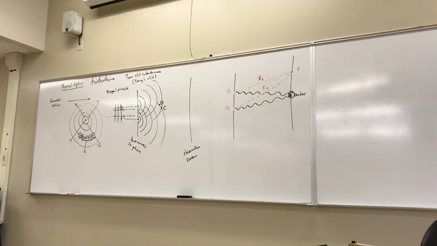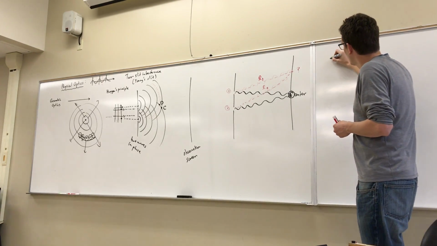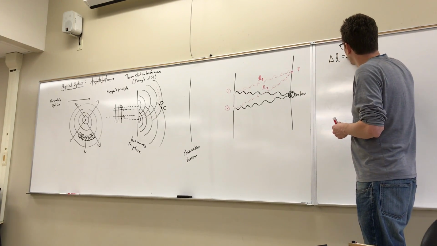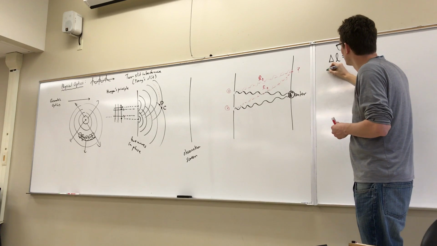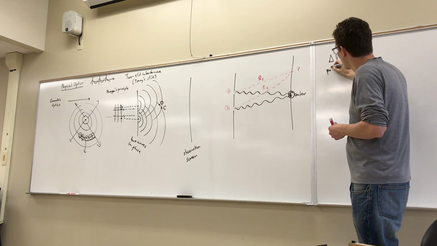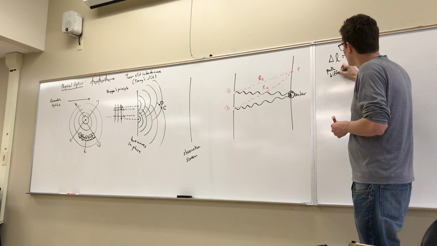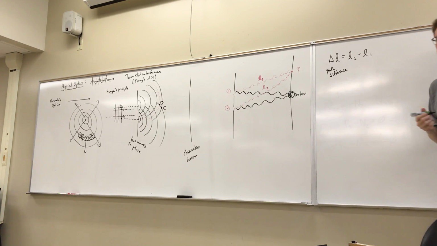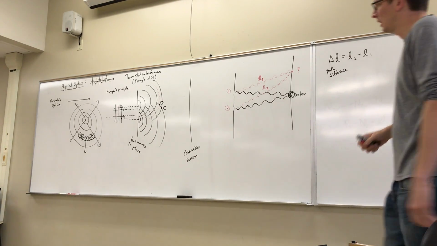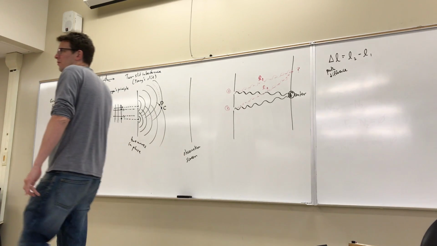So the question is, what are we going to see? Well, the interesting quantity here is path difference. It's called the path difference. So it's just the difference in travel length to get to that point on the screen. It's going to be slightly different depending on which slit you're coming from.